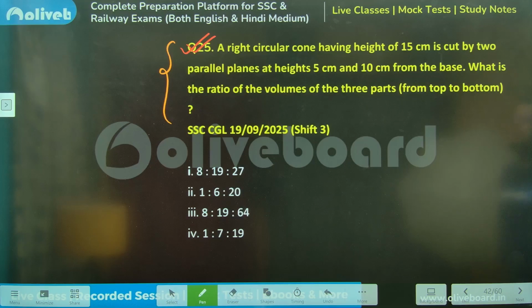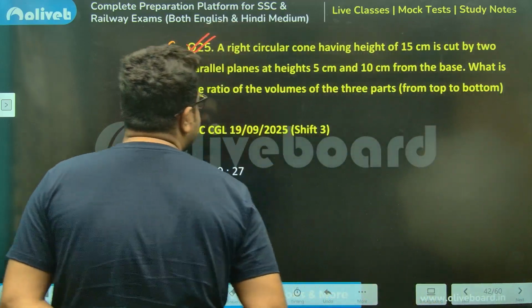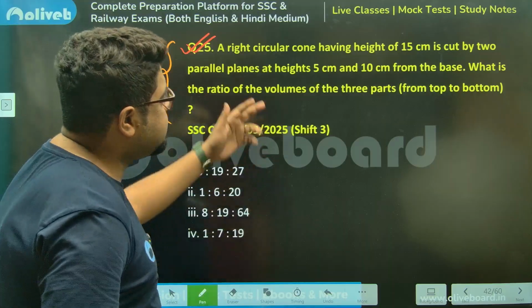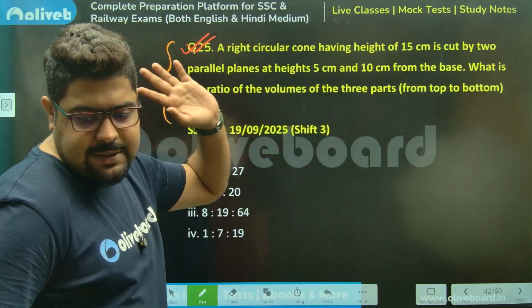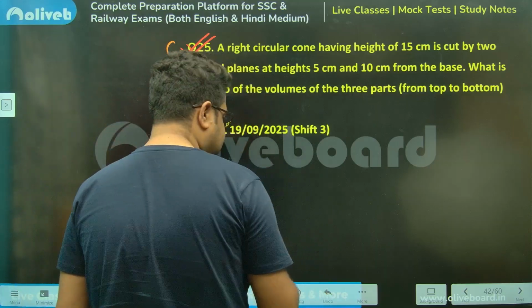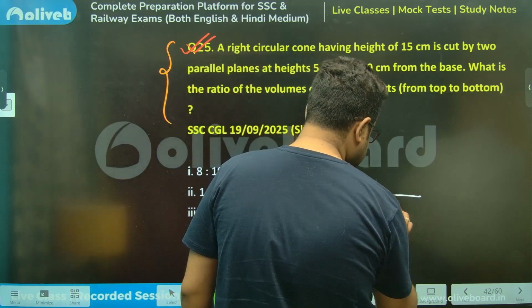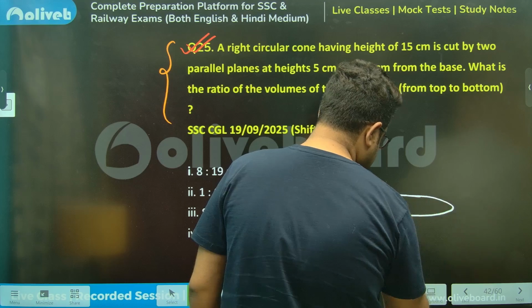A right circular cone having height of 15 centimeter is cut by two parallel planes at heights 5 centimeter and 10 centimeter from base. Let's make this once again.